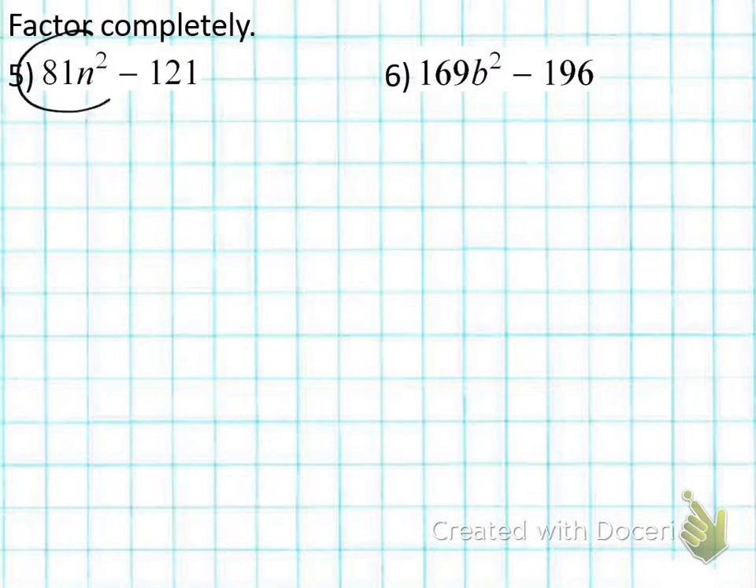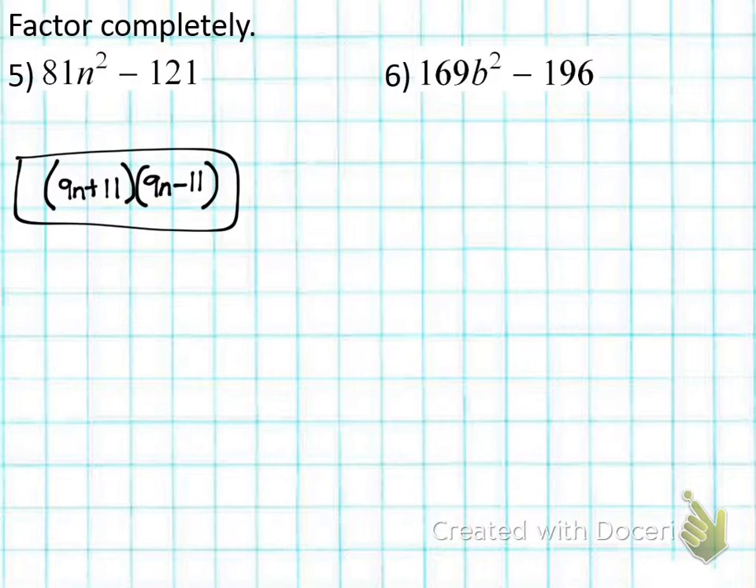I know this because the first term is a perfect square. What's the square root of 81n squared, everyone? 9n. What's the square root of 121? What's the sign in the middle? Negative, right? So if that's the case, all I got to do is set 2 parentheses up. Square root of the first term is 9n. Square root of the second term is 11. Then we got a plus and a minus. We're done. That's how you do number 5. We did that together, right? Good.